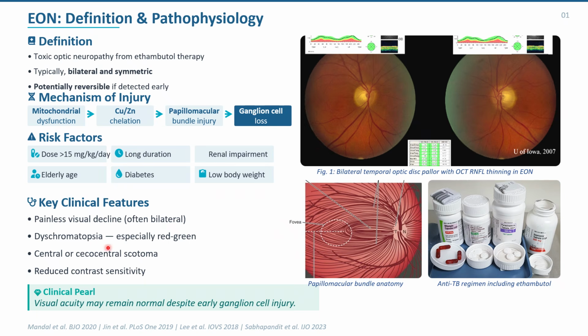The patient will complain of metamorphopsia. In the visual field, you will see central or centrocecal scotoma with reduced contrast sensitivity, and usually the visual acuity is good initially and later on will be affected.